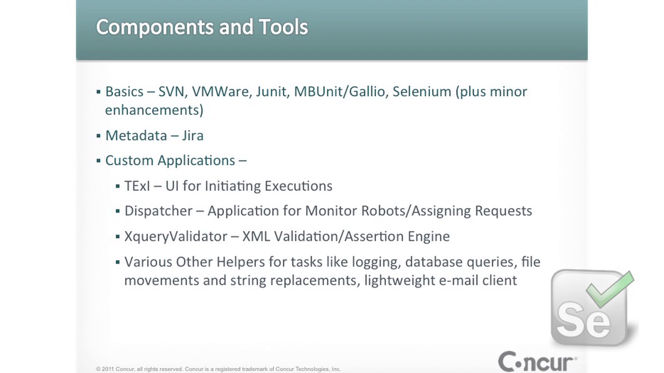We have a dispatcher that monitors our execution farm to see which robots are currently active, and it decides when there's a new request from the UI or from other sources. We also have a command line interface to submit requests for execution. The dispatcher will decide what robot to send it to, because some of our robots have different configurations. This one has a different browser on it.